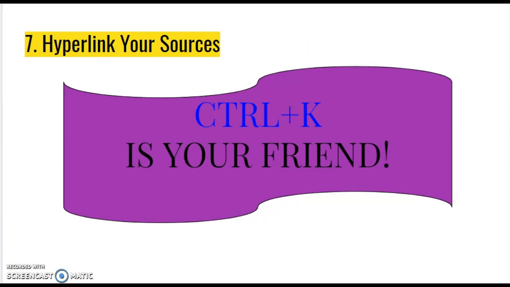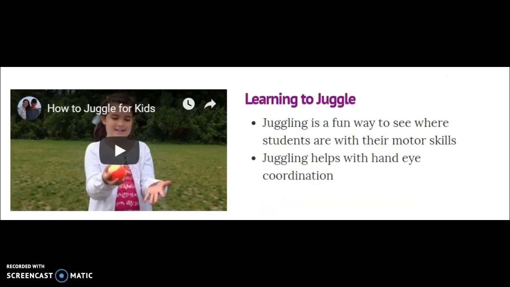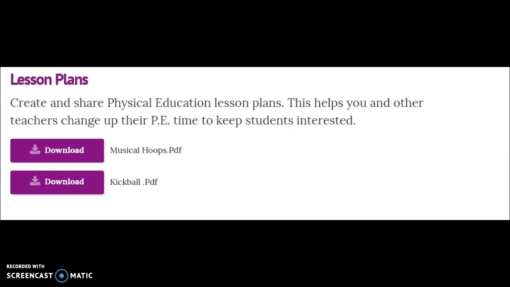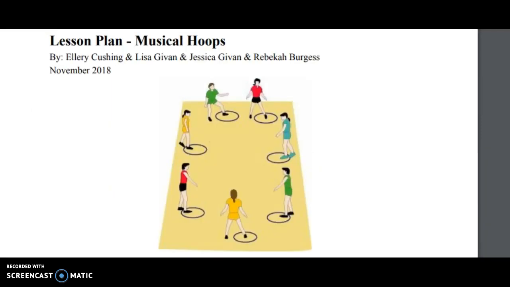Number 7 is hyperlinking your sources. I did this by using not only Control-K, but also by linking videos straight from YouTube and creating button links that lead to downloaded material. This is just a quick glance at one of the lesson plans that was linked in by the button link.